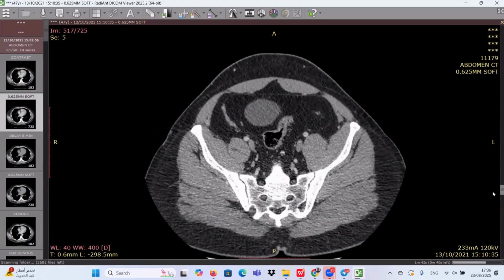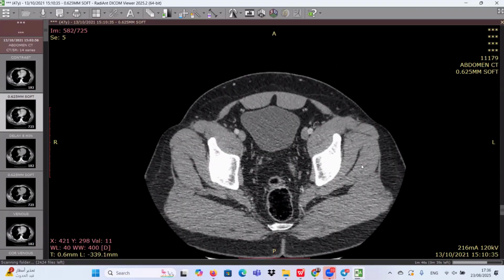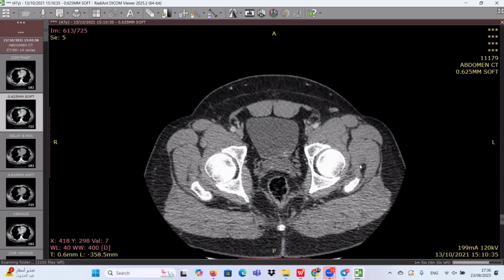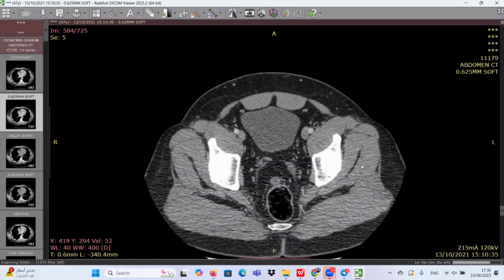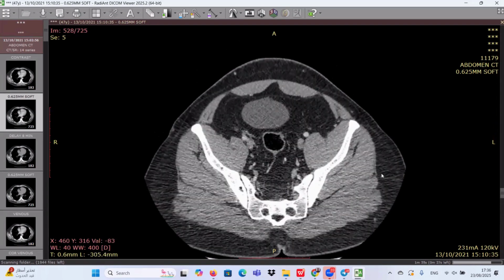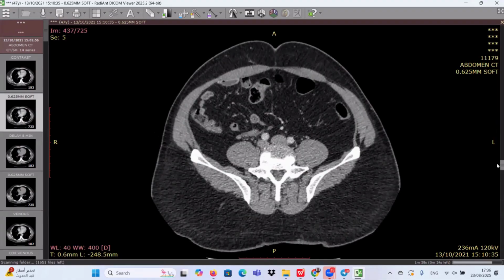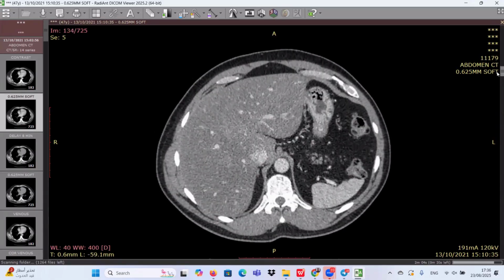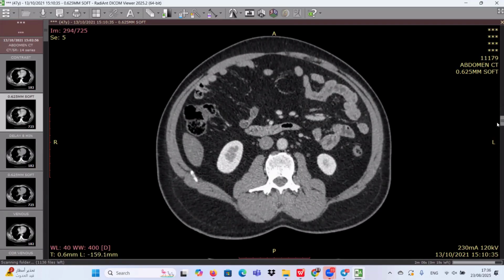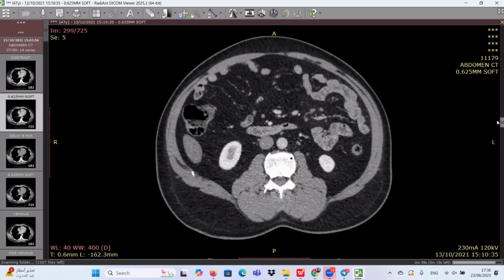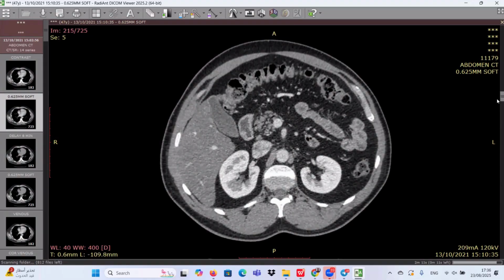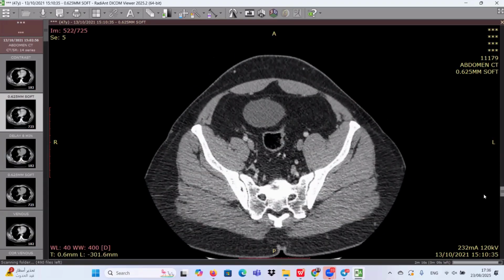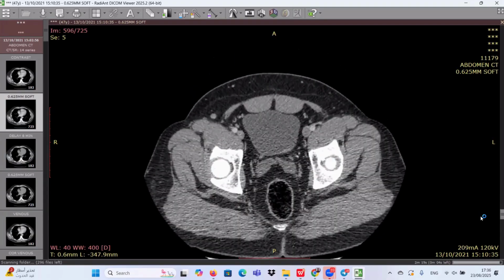I'm trying to follow the large gut. This is the sigmoid colon, which appears normal. Can you go up from here, please? Okay, the sigmoid colon appears normal. Is there some thickening of the large gut with luminal narrowing? No. We have left loin pain or left iliac fossa pain.